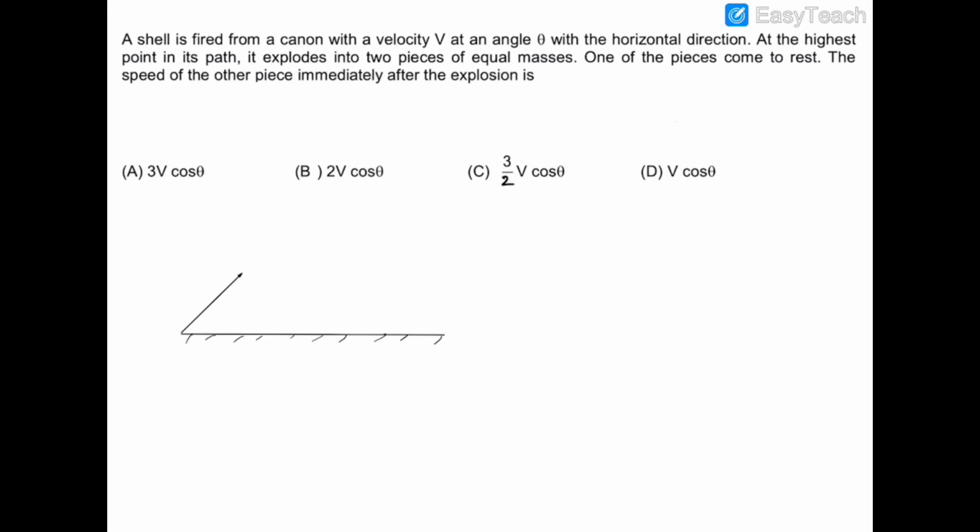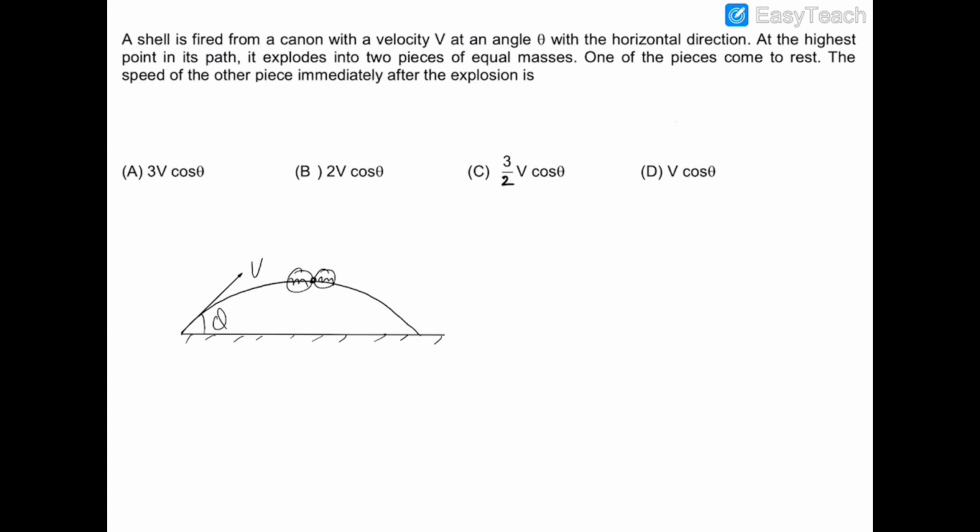So this is a shell which is fired with velocity v, and this angle is theta. At the highest point of its trajectory, this shell explodes into two pieces of equal masses, and one of the pieces comes to rest, and we have to find out the speed of the other piece. So let's suppose that the mass of this shell is 2m, and at this point this shell explodes into two equal masses.